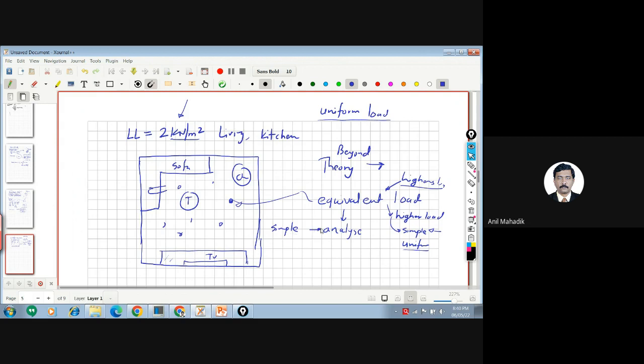So previously, when there was no software, we used to make even higher assumptions. Nowadays, at least we can think of more accuracy comparatively. So simple things I can analyze, and I can get the bending moment, shear force, and so on. Okay. So this is our case.